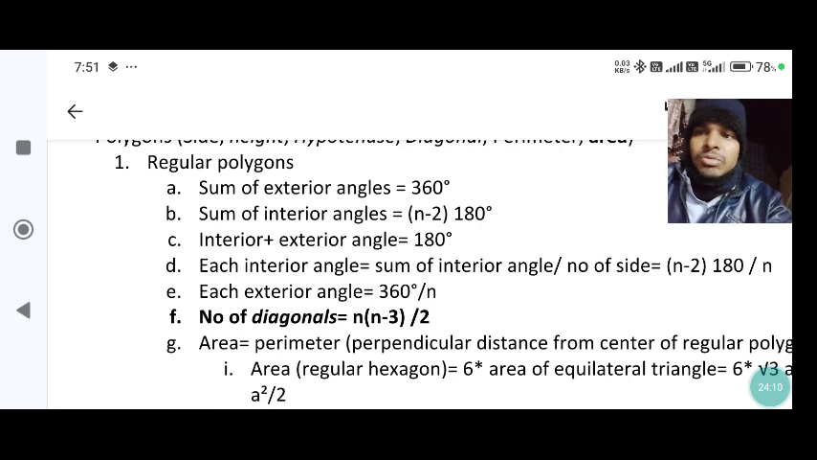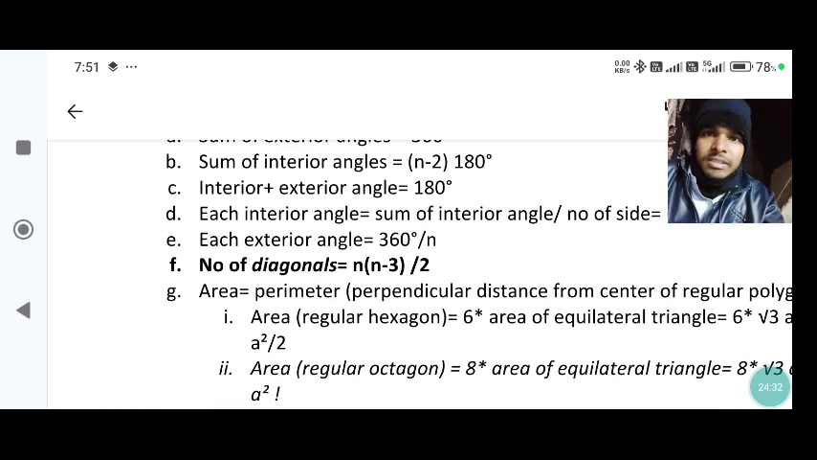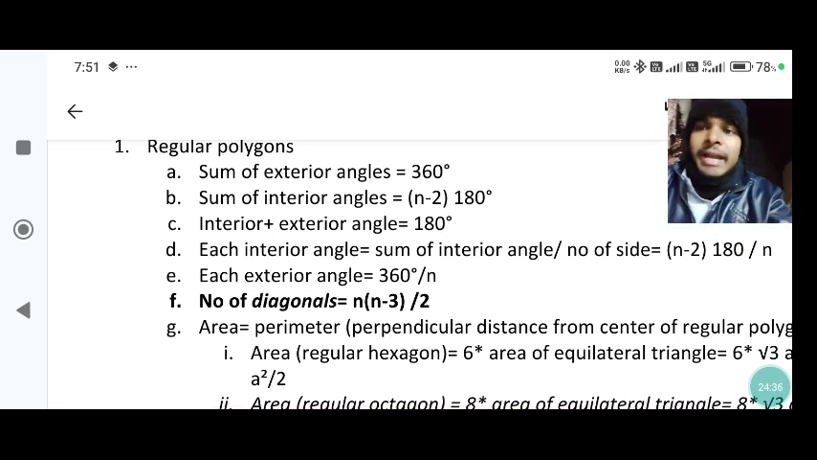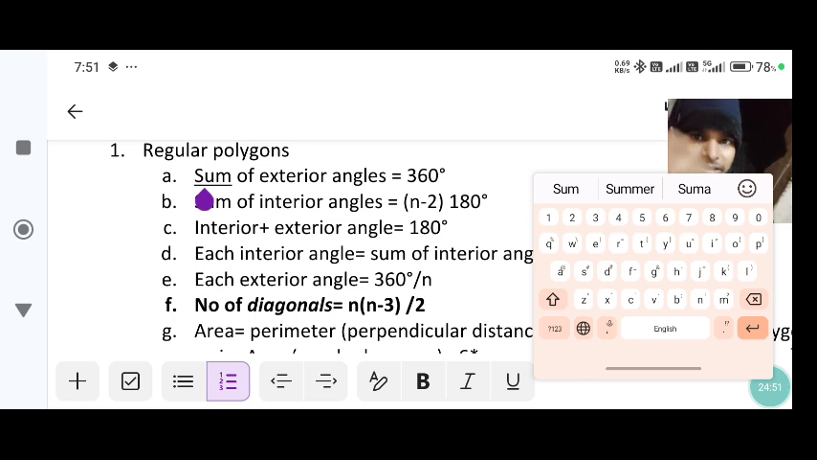Each interior angle is equal to the sum of interior angles divided by the number of sides. This is the general case in which each individual interior angle is equal to the sum of all the interior angles, which is n minus 2 into 180, divided by the number of sides. And each exterior angle is equal to 360 divided by n, meaning n times each exterior angle is 360 degrees. As we have said, the sum of exterior angles is equal to n into each exterior angle, because all the exterior angles are the same and it has n sides. So each exterior angle is 360 by n.